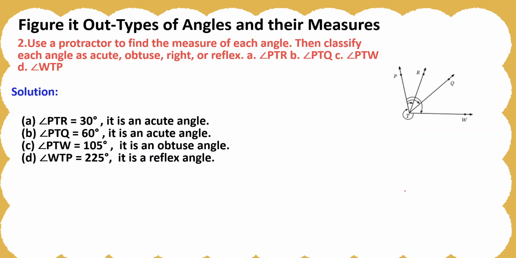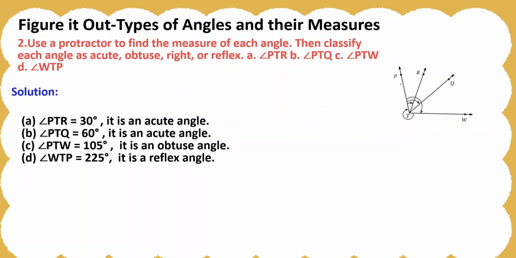Question number 2. Use a protractor to find the measure of each angle, then classify each angle as acute, obtuse, right or reflex. First angle, A, is PTR. Second one, B, is angle PTQ. C, angle PTW. D, WTP. So by PTR we observe the angle PTR is 30 degrees. When we want to classify this 30 degrees, it is less than 90 degrees. So this angle is an acute angle.